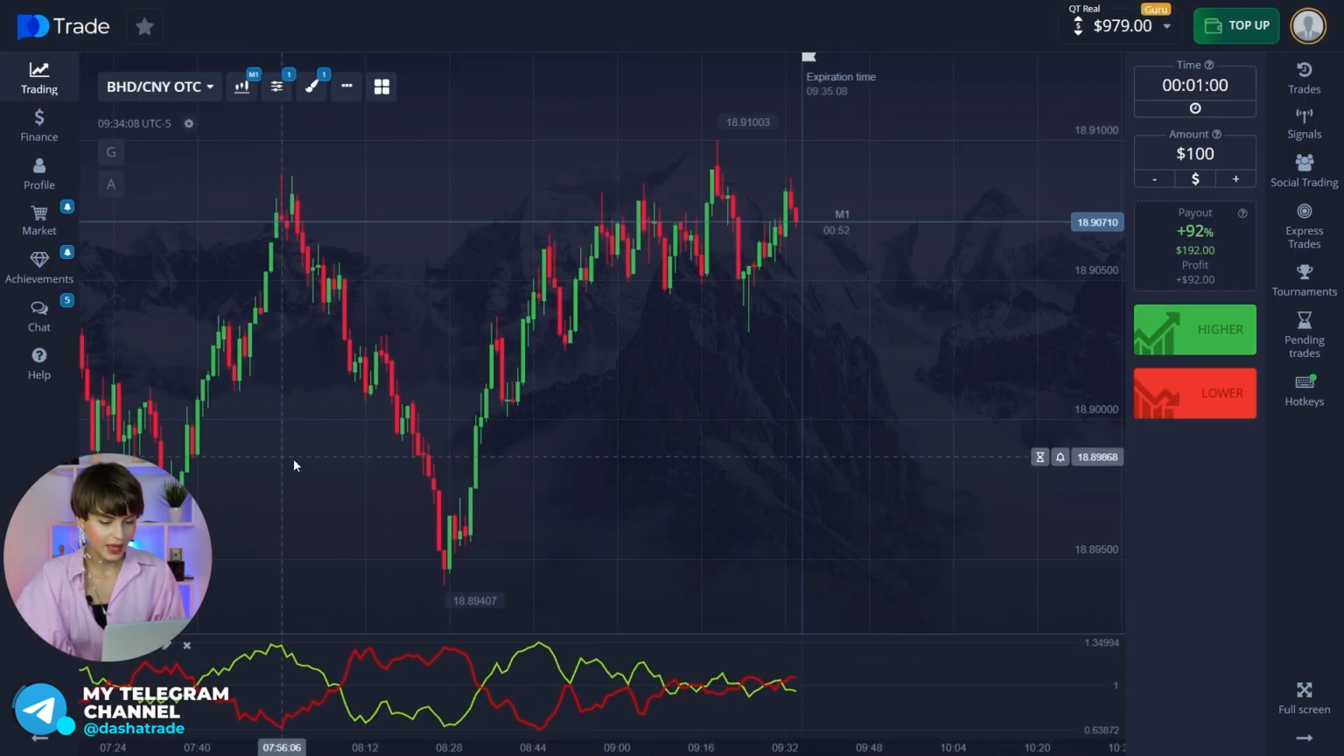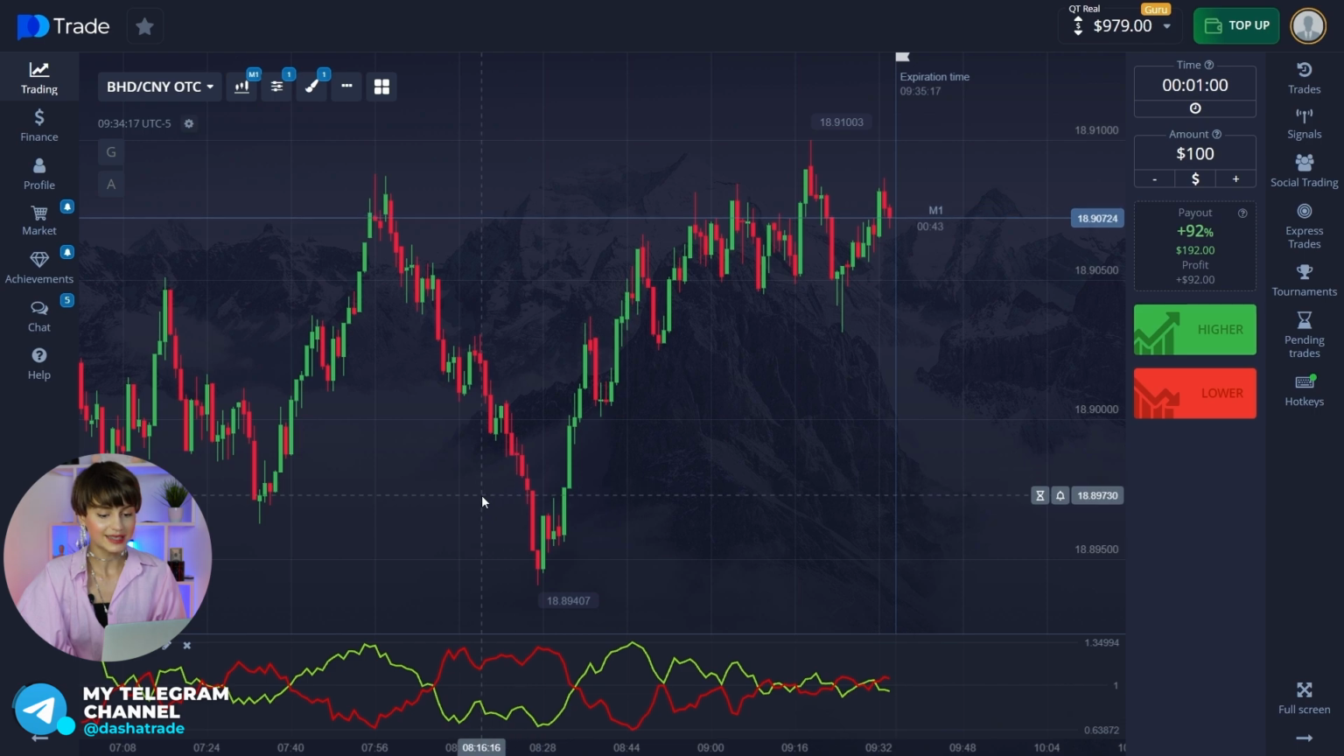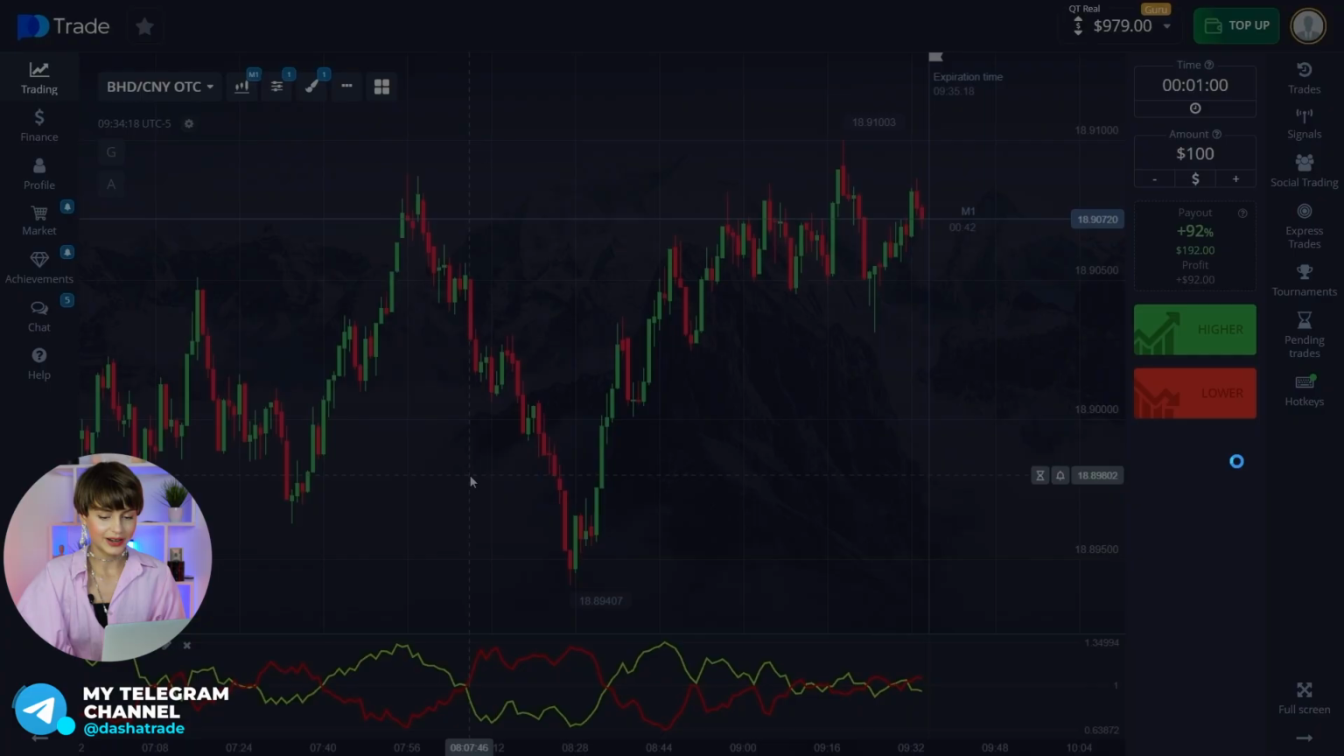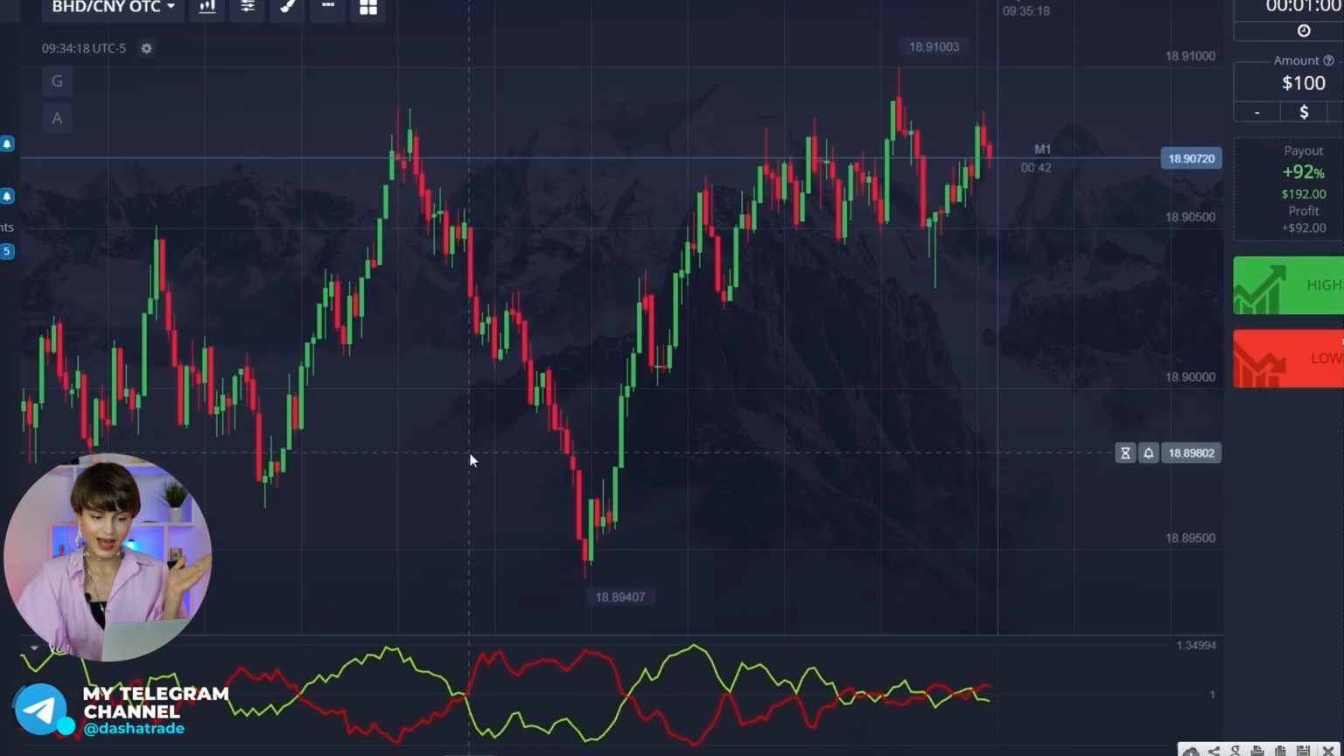Great! Our goal is to find the signal to enter the deal on the indicator. We have 2 lines, a green line and a red one. The green line is a bull signal, remember, and red is a bear signal. So, if the red line intersects the green one from bottom to top, it is a signal to go lower. And vice versa, if the green line intersects the red one from bottom to top, it is a signal to go higher. Let's see how it looked on the chart.